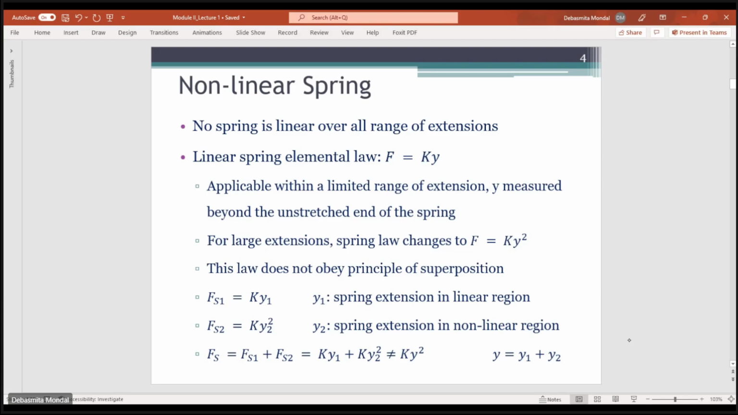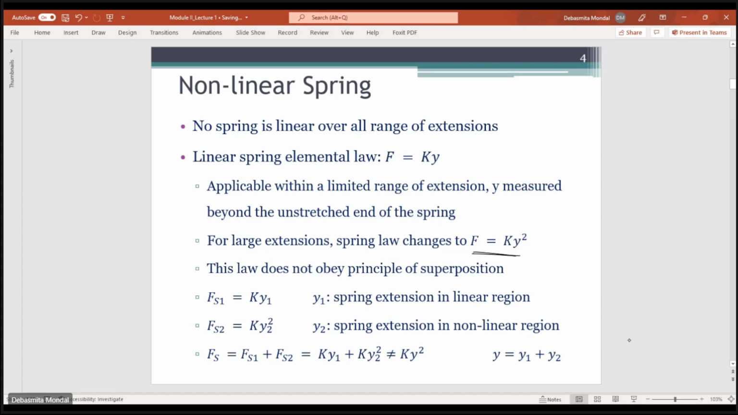However, if you move on to very high forces, which result in large values of Y, in that condition the linear spring law no longer holds true. The spring law changes and it follows a nonlinear equation. That nonlinear form is F equals K y square.